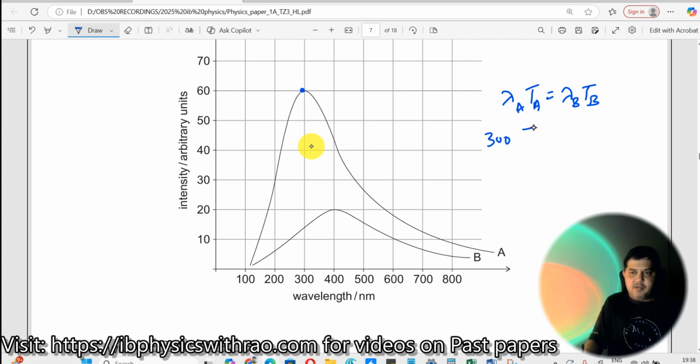What is TA? I do not know. I'll write TA here. Is equal to lambda B. What is the value of lambda B? 400. 400 into TB. Now, what is being asked?